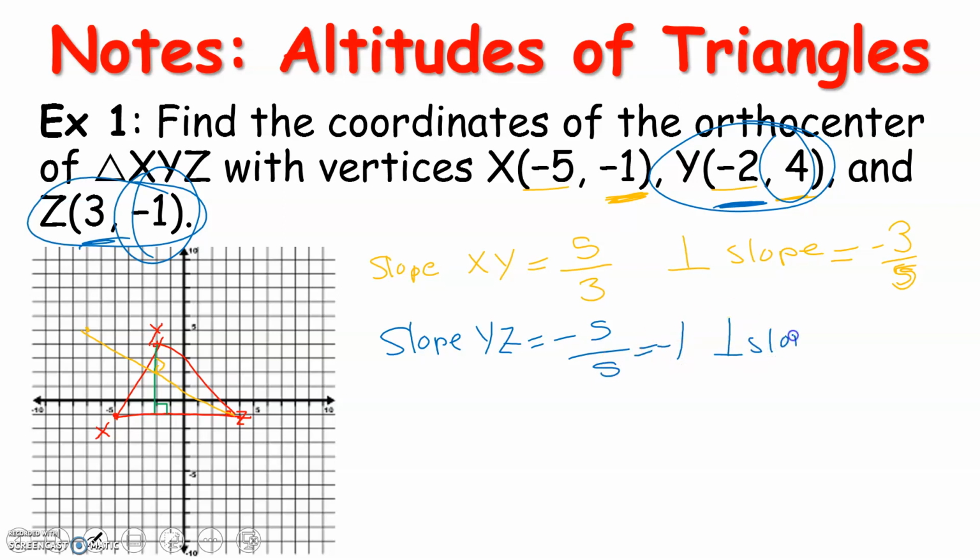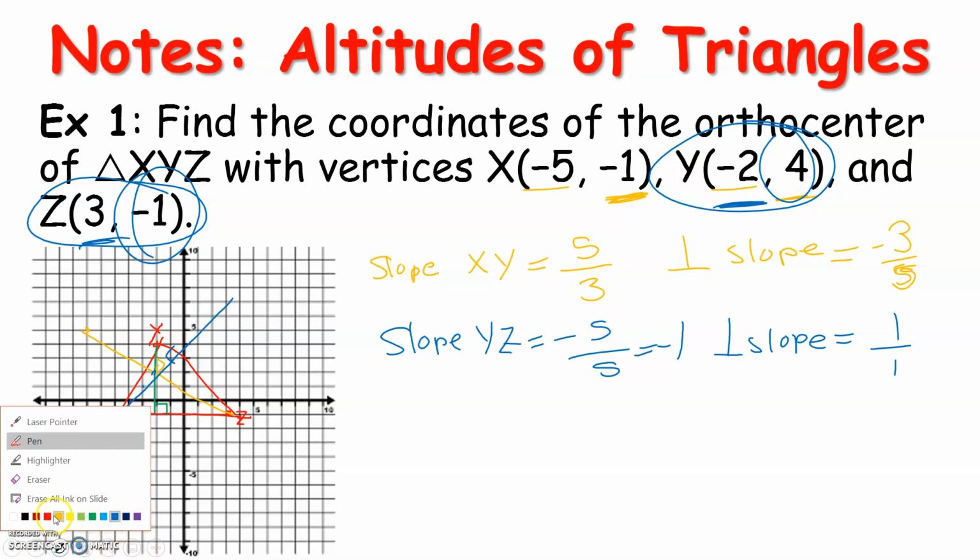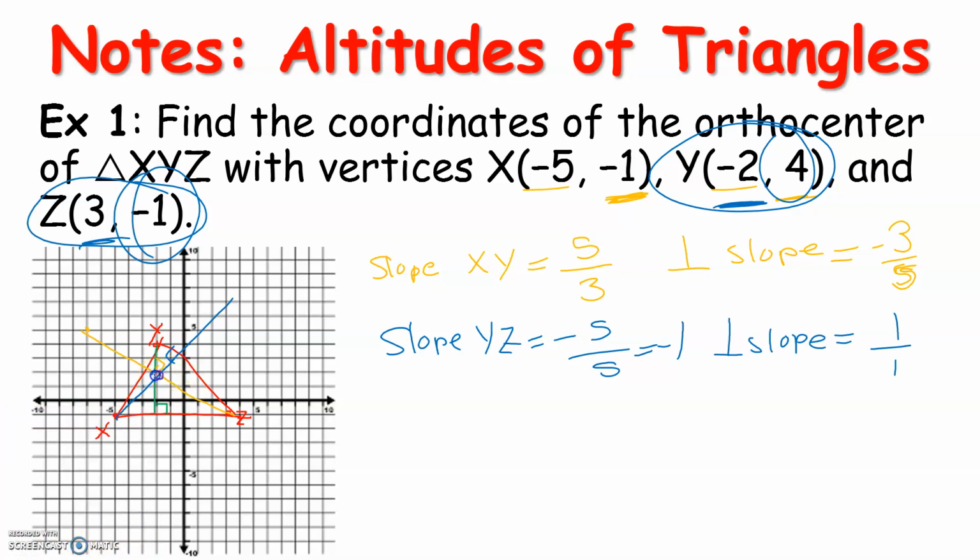So our perpendicular slope is, instead of -1/1, +1/1. So we are going to go from X and go up 1, over 1, up 1, over 1, like that. And then if we look closely, remember all of these should intersect at a single point, and it does appear that they do right here, and that point is (-2, 2). So our orthocenter is at (-2, 2).